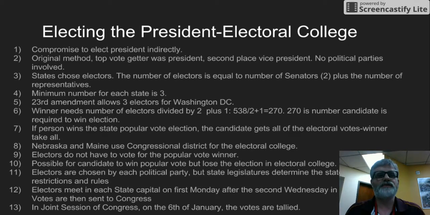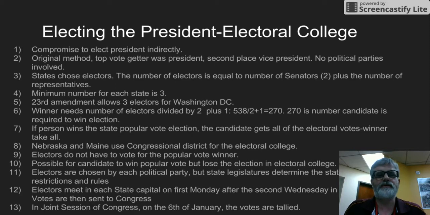The electors do not have to vote for the popular vote winner. They can vote for whoever they want to, and some have voted for people that are not even on the ballot. It is totally possible to win the popular vote but lose the election in the Electoral College. The last time that happened was in 2000 with Al Gore winning the popular vote but George Bush winning the Electoral College, that's the presidency. And then in the 1800s it happened like 3 other times.